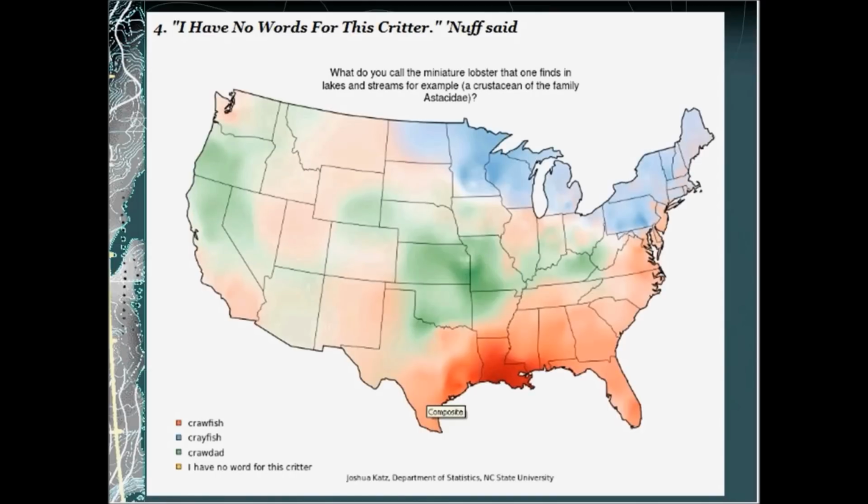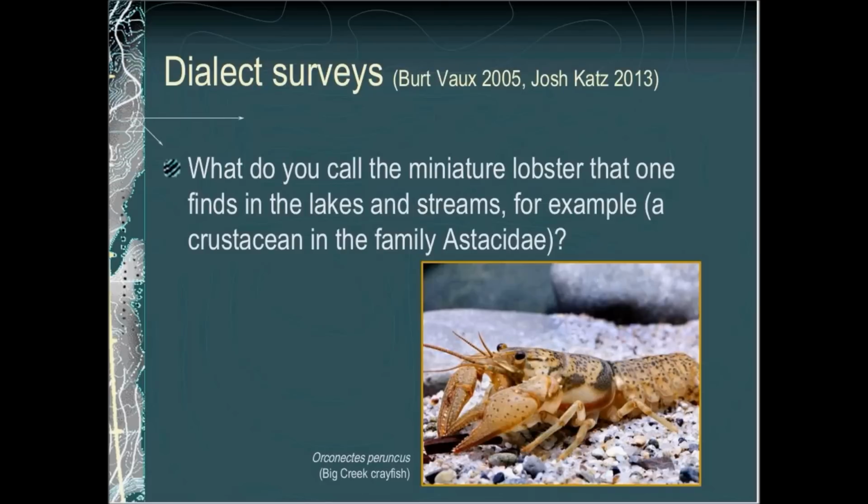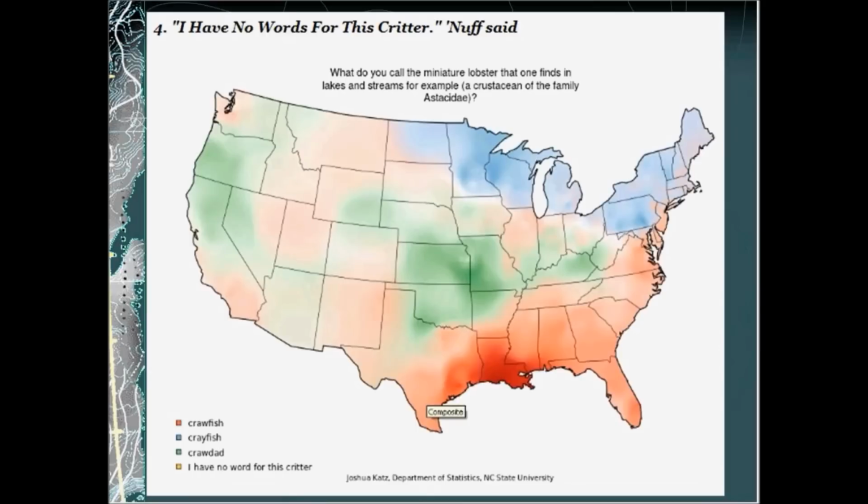Let me back up here. Josh, this last year, actually took that information and kind of retweaked it a little bit and came up with a little bit cleaner map that is showing now. There were almost 1,100 people that participated in that survey, and crawfish was the most commonly used at about 40%, followed pretty closely by crayfish with about 32-33%, and crawdad was actually the third most common term at about 20%.